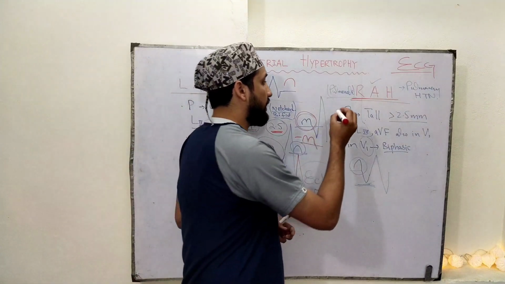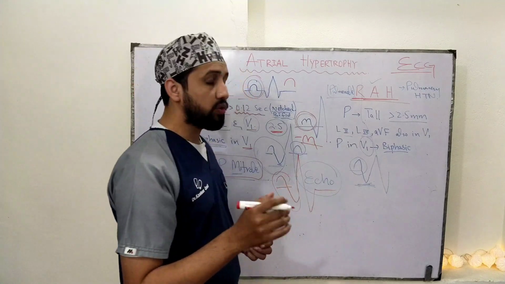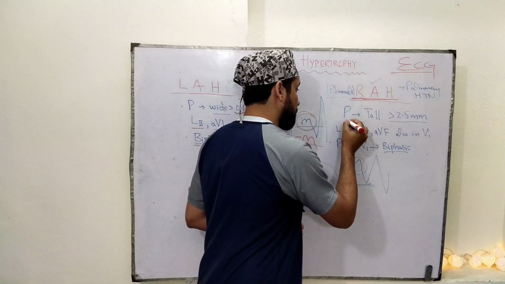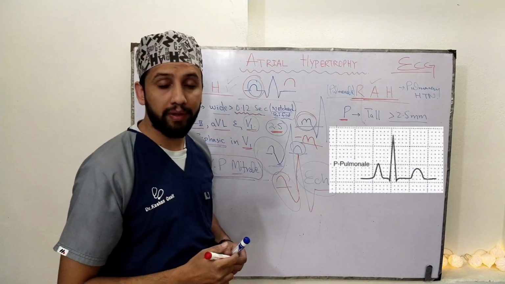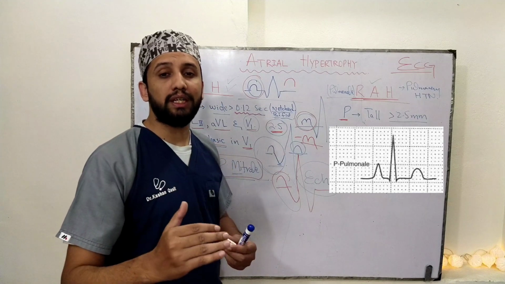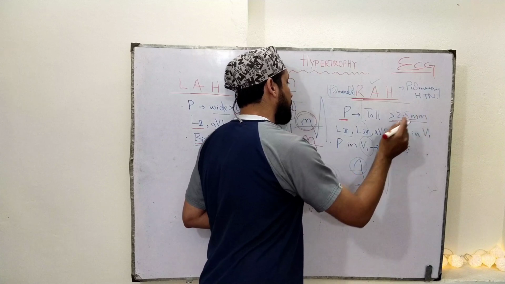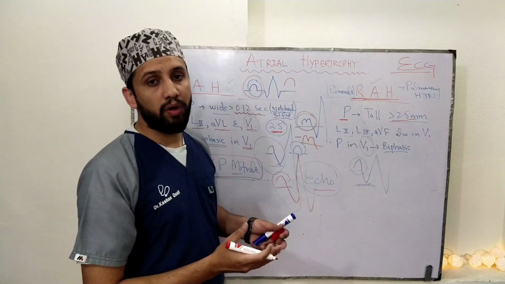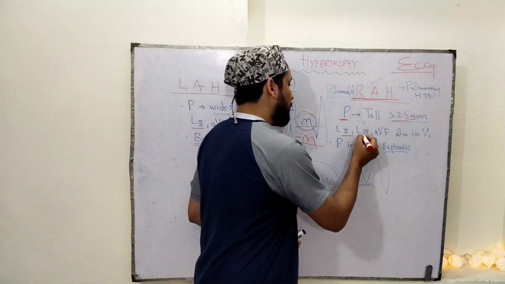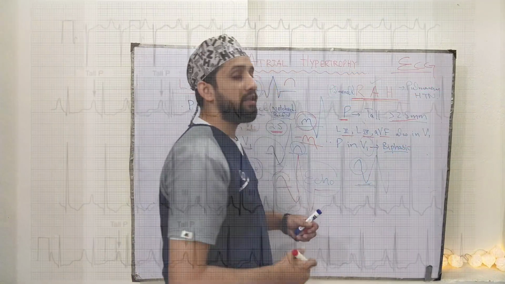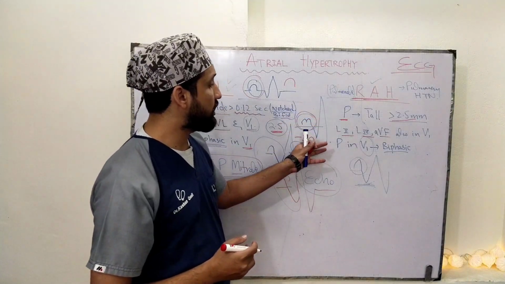Whenever there is right atrial hypertrophy, you will see changes in the P wave on the ECG. These changes are called P pulmonale, when the P wave is greater than 2.5 millimeters in height. 2.5 millimeters means greater than 2.5 small boxes, and whenever it is greater than this, it means there is an abnormality. This abnormality is called P pulmonale, and it is better seen in leads 2, 3, AVF, and also sometimes in V1.